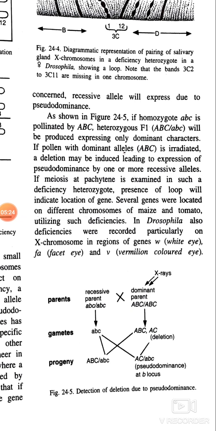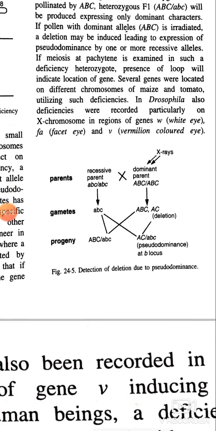If pollen with dominant alleles is irradiated, a deletion may be induced, leading to expression of pseudodominance by one or more recessive alleles. If meiosis at pachytene is examined in such a deficiency heterozygote, presence of loop will indicate location of genes. Several genes were located on different chromosomes of maize and tomato. Utilizing such deficiencies in Drosophila, deficiencies were also recorded, particularly on X chromosomes in regions of w, white eye, facet eye, and vermilion colored eye.